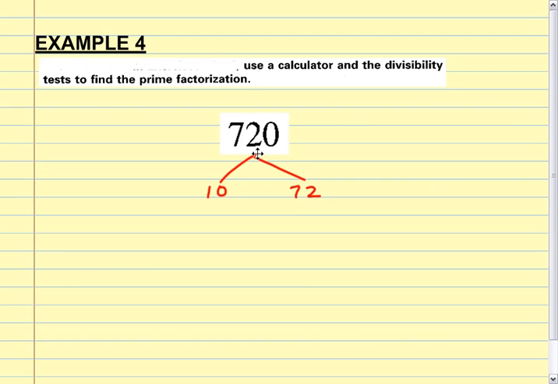Okay? Let's see. Zachary, what you got? For 10. 5 and 2. Hang on there. Who's got 72 for me? Elise? 12 and 6. Okay? Now, Emma, what about 5 here? It's prime, so I'm circling it. Barrett, what about 2? Prime, I'm circling it.